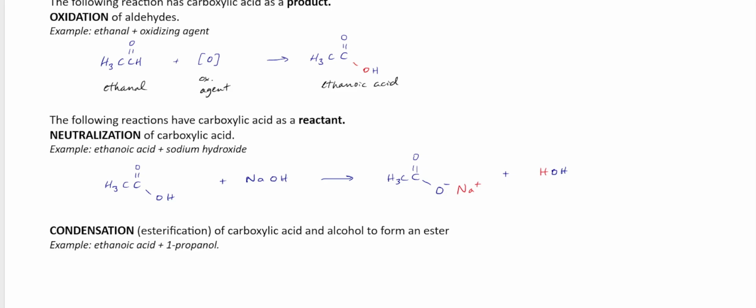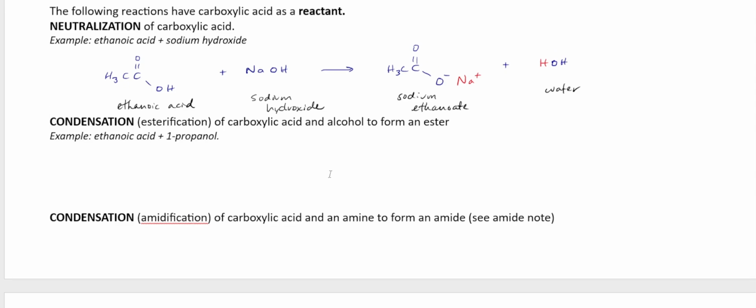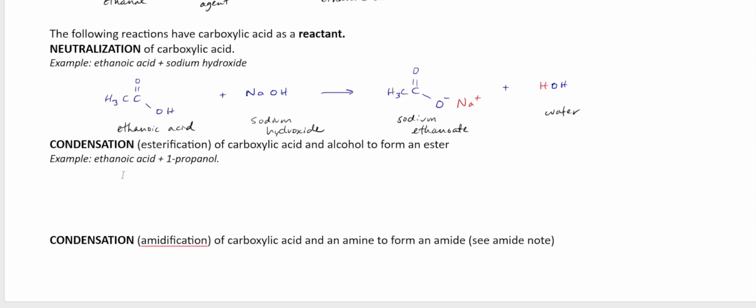And then I can write my names. Ethanoic acid, sodium hydroxide, sodium ethanoate. So the ethanoic acid ion that lacks the hydrogen, right? You can see it's the same structure, just missing a hydrogen, becomes ethanoate and sodium ion, so sodium ethanoate and water. Okay, we're going to do condensation or esterification of a carboxylic acid and an alcohol to form an ester.